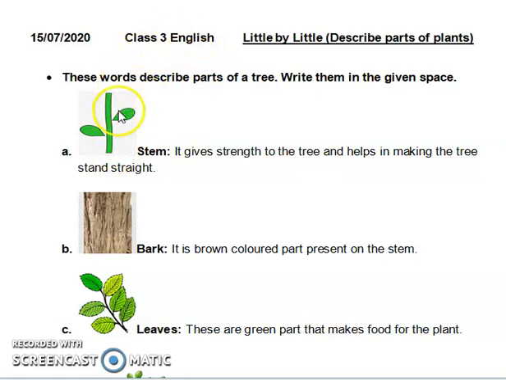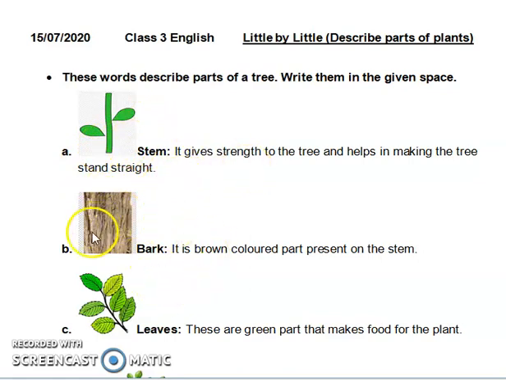Let us discuss the first one. Part A is stem. You can see this picture. Easily you can make out what is stem. It is above the ground. It is the strongest part. It gives strength to the tree and helps in making the tree stand straight. So this is basically the strongest part of the tree that helps the tree to stand strong. If this becomes soft, then the tree would not be standing.